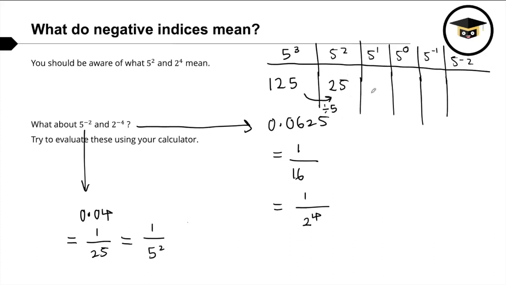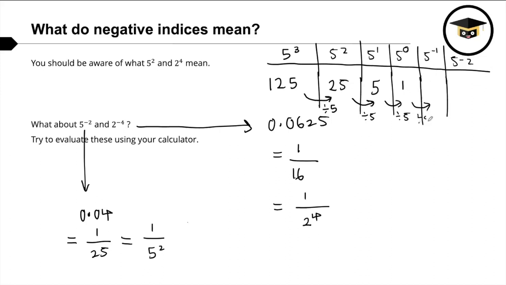Now, what's 5 to the power of 1? It's 5. What's 5 to the power of 0? It's 1. So what happened to 25 to 5? We had to divide by 5. What happened from 5 to 1? We had to divide by 5. So it makes sense that to go from 5 to the power of 0 to 5 to the power of negative 1, we have to divide by 5.